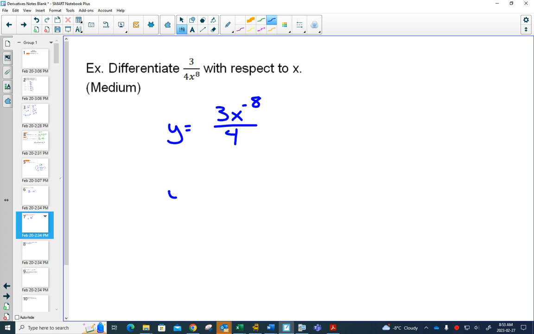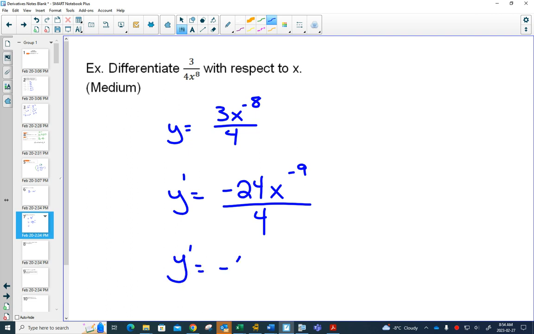Now, what am I going to do? I'm going to bring this 8 out in front. That would make negative 24. Subtract 1 from the exponent. Subtracting 1, I said you're going to get good at it. You're going to be tempted to do x to the minus 7. Can you see yourself taking a moment off? And when you subtract 1, write x to the minus 7 instead of x to the minus 9. Here, I could reduce that to negative 6x to the negative 9.